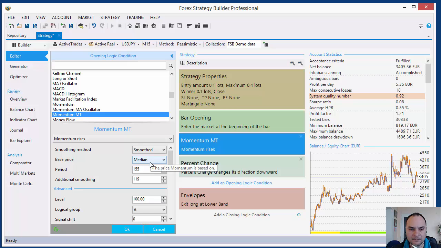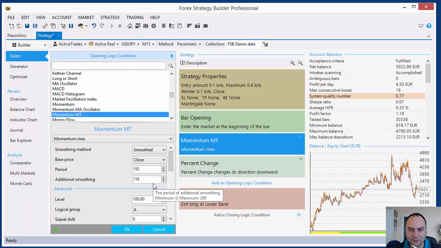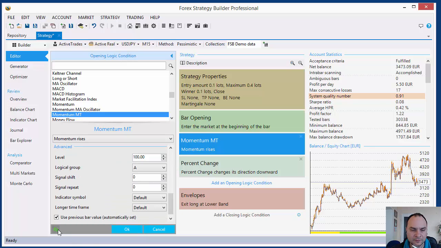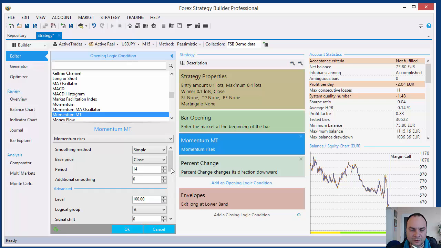And base price median, let's try with close to see what will happen, and simple. And the performance is okay, but I have here very big drawdown from 500 to 340 euro, and here also. And let's try to reset to default. No, it's not going well.